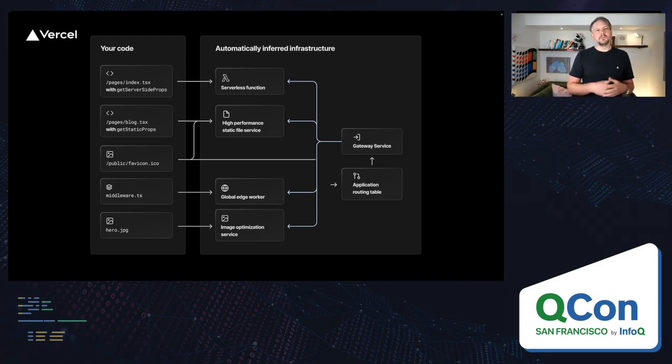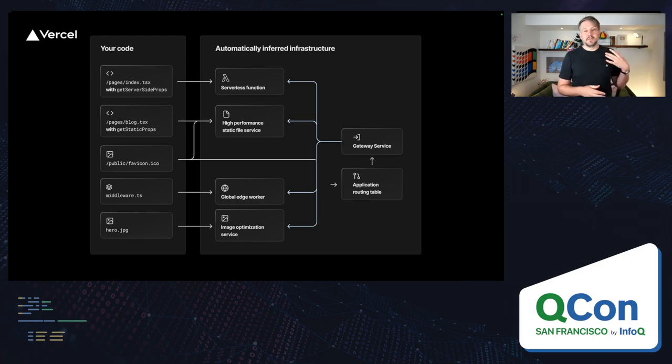Let's go one down, pages/blog.tsx. This one has a getStaticProps method. Again, in the dialect of the Next.js pages router, what that means is that this page can be rendered at build time. That means we will do that at build time, and all we have to deploy in production to serve that page is a static file. And that's why it goes onto the high-performance static file service. Next one, that's just an image file. All right, cool. It goes out to the high-performance static file service.